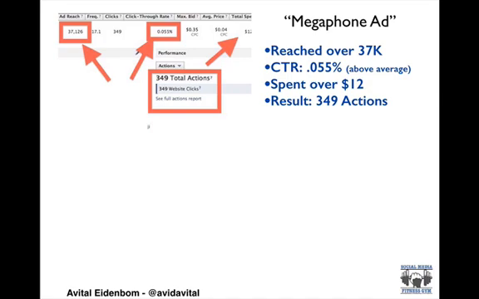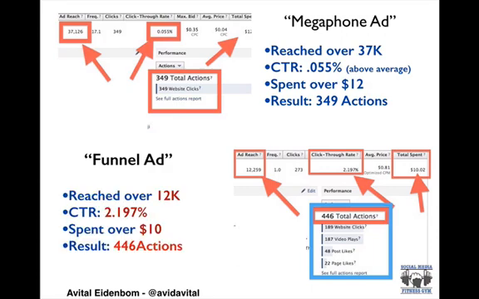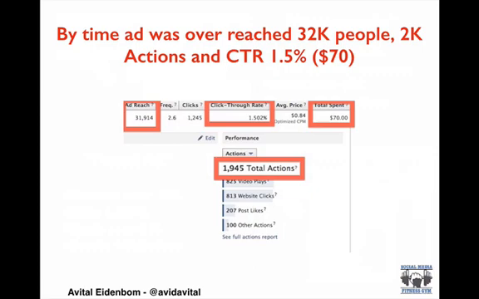Now I created a similar ad, but using Facebook Insights and Graph Search, I was able to create a funnel ad. And in the first 2 days of this ad running, it reached over 12,000 people, which is far less than the 37,000, but saw a click-through rate of over 2%. We spent just over $10, but resulted in almost 450 actions. That's almost 100 actions more than the previous ad, which reached 3 times more people. By the time the ad was over, it reached 32,000 people, had a click-through rate of 1.5%, but created almost 2,000 total actions from video plays, website clicks, post likes, and so on.